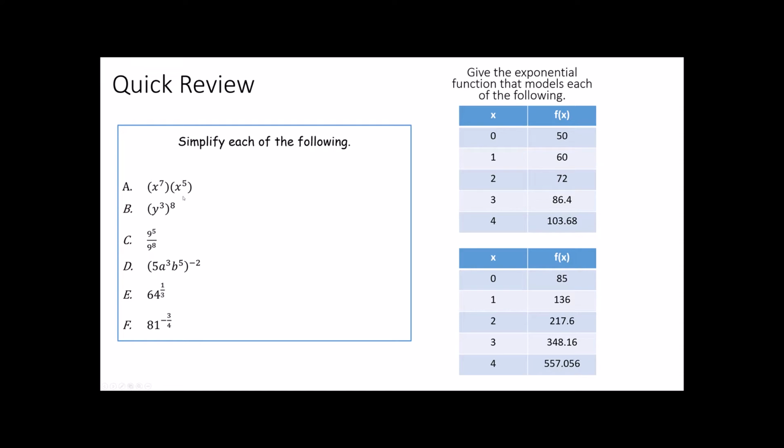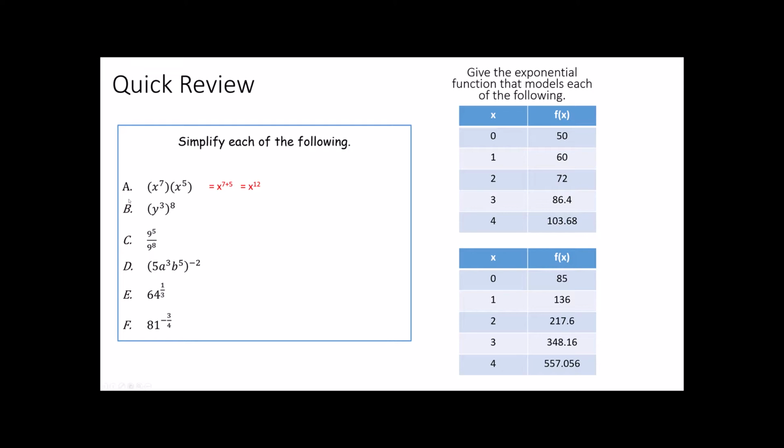Notice example A says x to the 7th times x to the 5th. Remember, this is a long string of x's multiplied together, and this is multiplication. Since this is all one long string of multiplication, the product of powers property says that really all we have to do is add those up. If I have 7 x's multiplied together and 5 x's multiplied together, then I really just have 12 x's multiplied together.